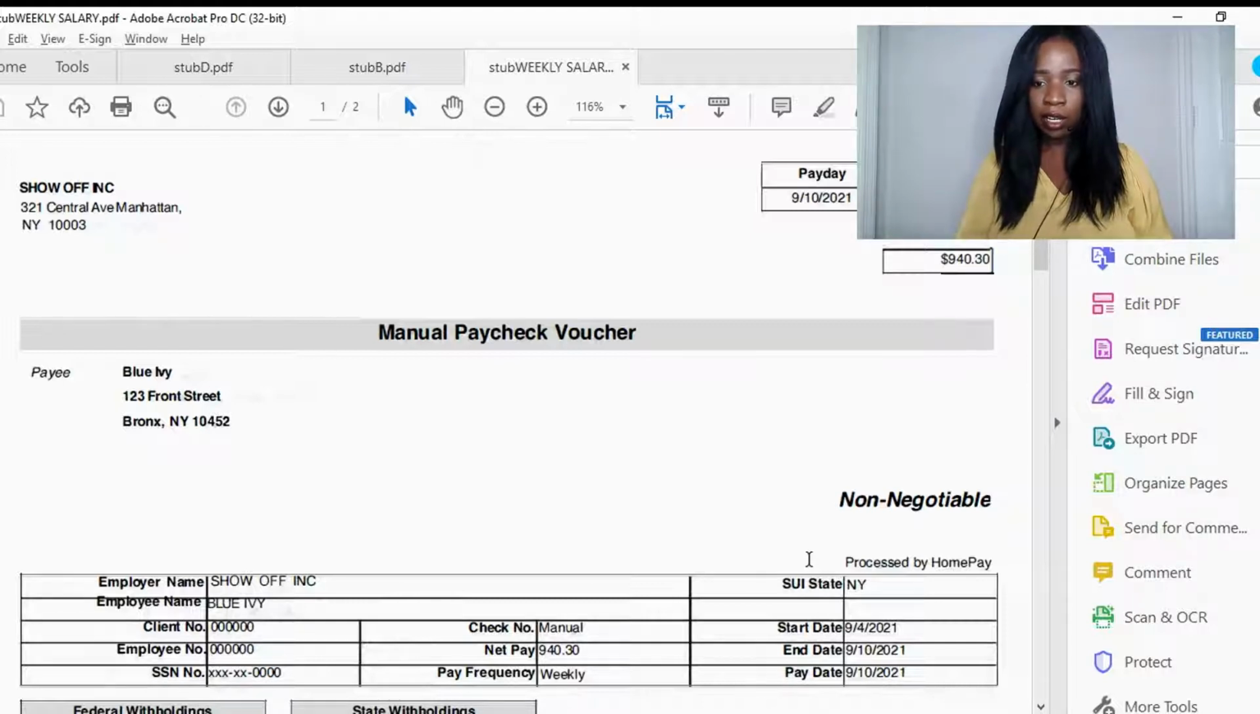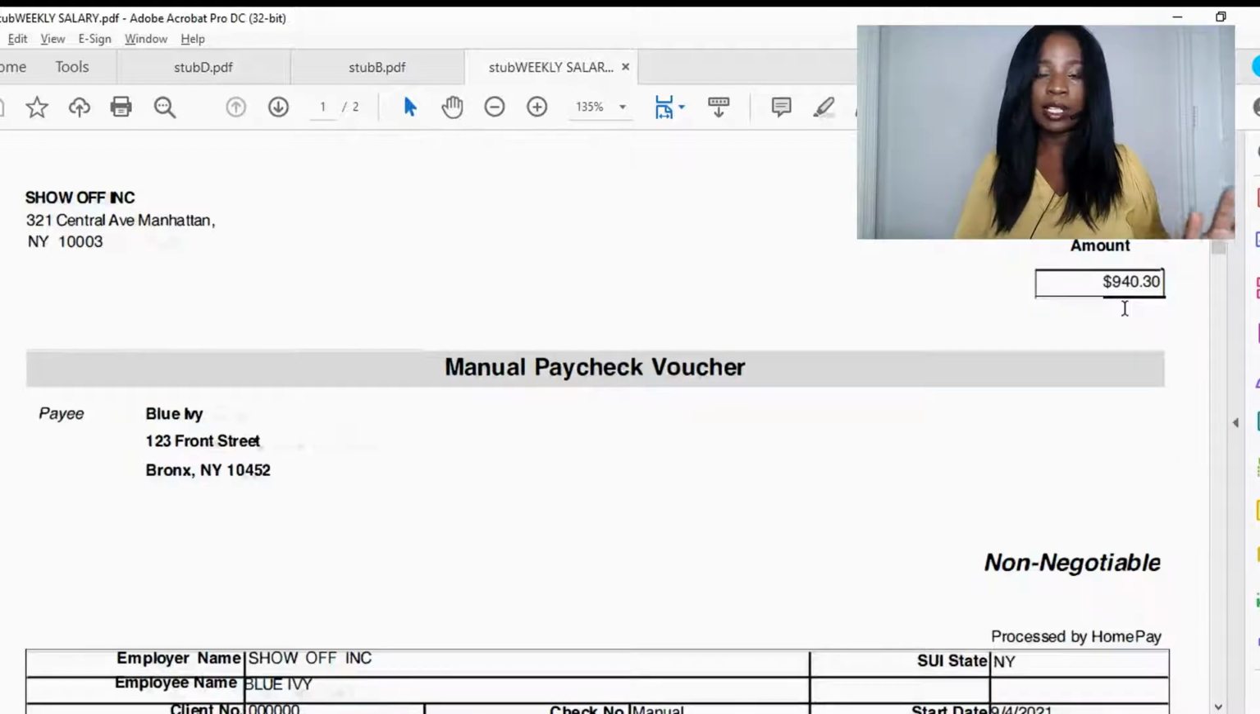You can see my screen here. This is the first pay stub that we are going to look at. The first thing I'm looking at when I'm looking at a pay stub is that your borrower's name is the same as the one on the file, because it does happen, right? Sometimes we might upload the wrong document to the wrong file, etc.